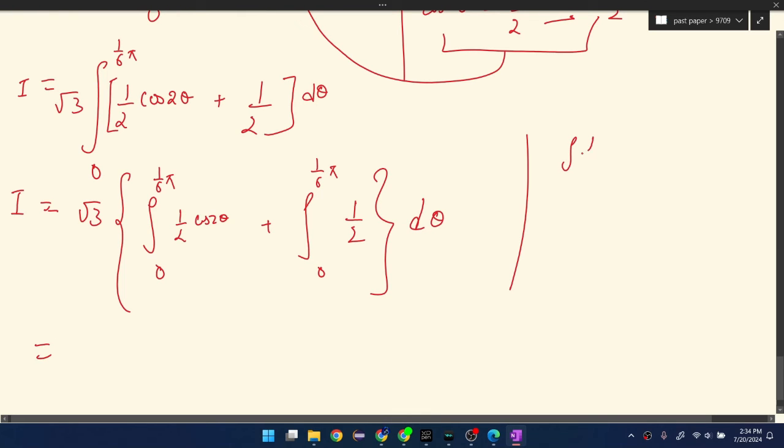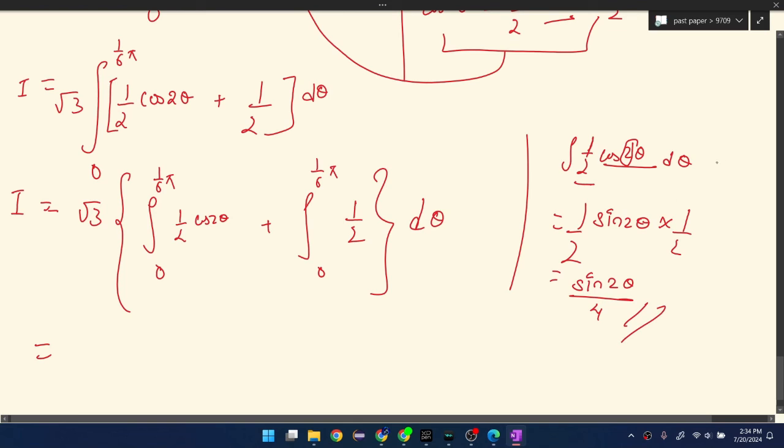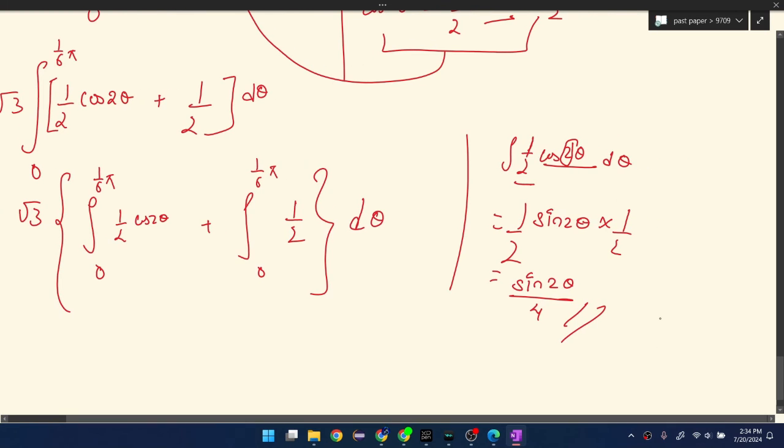Now the integration of (1/2) cos 2θ is going to be, first we integrate the outside value, which is going to be sin 2θ, but we also have 2 in front of θ, right? So for that we again divide by 2, and we already have one more 1/2 here, so it's going to be sin 2θ over 4. Got it?